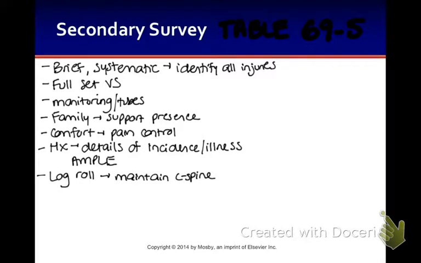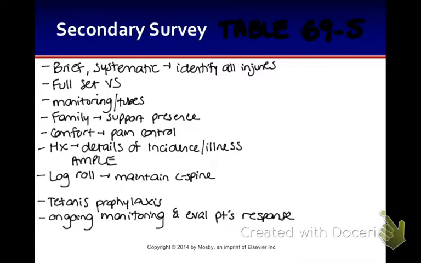We want to log roll these patients. We want to really maintain C-spine. Tetanus prophylaxis. Most people cannot remember the last time they had a tetanus shot. We do ongoing monitoring and always evaluate the patient's response. Obviously, if something we're doing is not helping, we need to reevaluate and try something else.